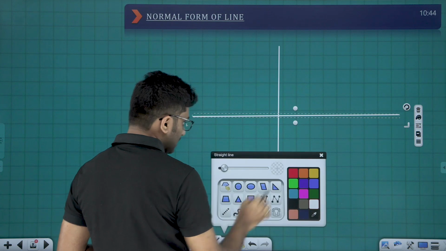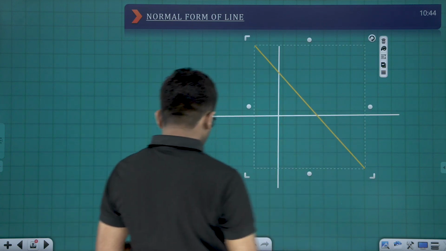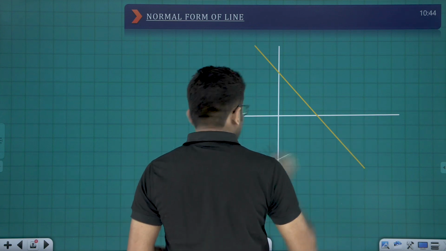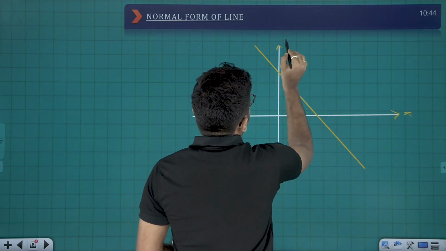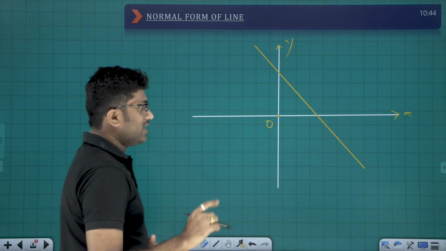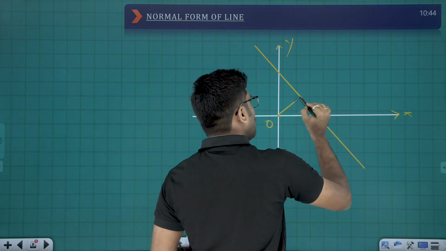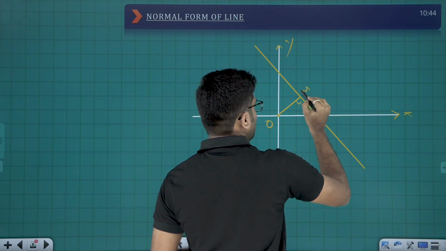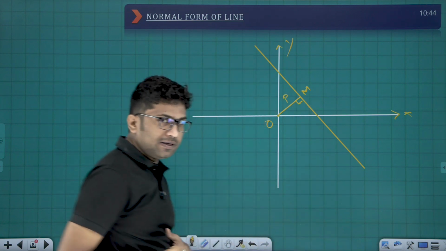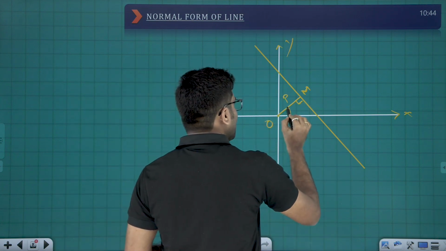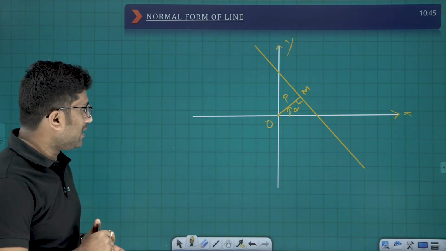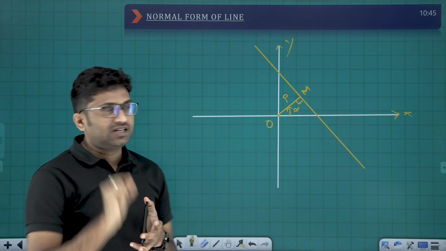Suppose there is one line. For this line, x-axis, y-axis, origin. They have given only two things. One is the perpendicular drawn from origin to the given line. Let's say this is OM. The length of the perpendicular they give you. So let's say this is some P. And the angle made by perpendicular with positive x-axis in anti-clockwise direction.